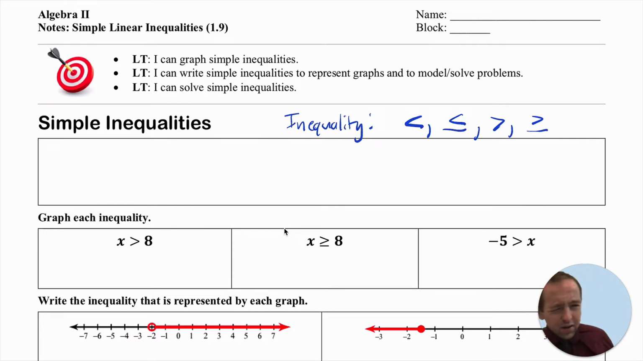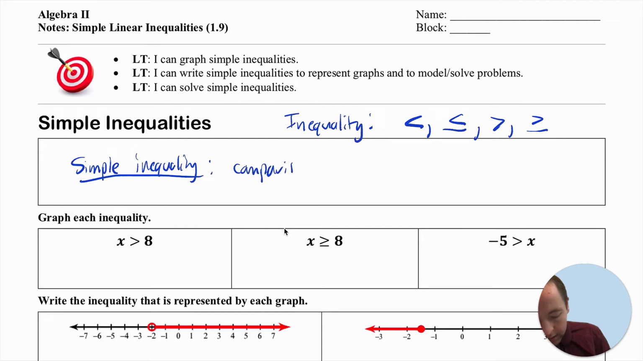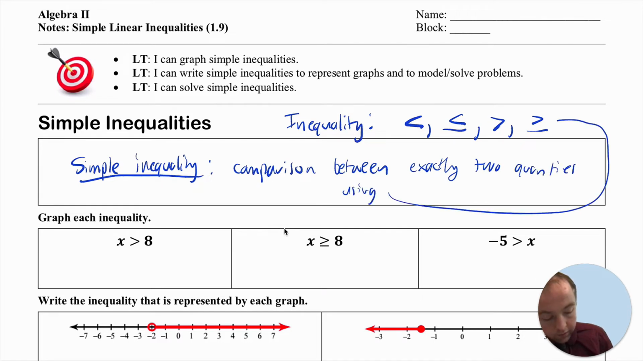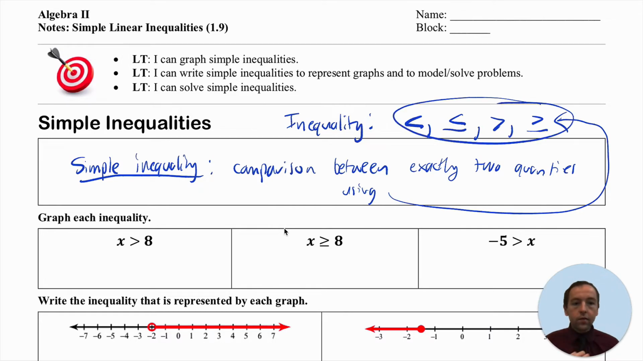So just to briefly summarize what makes an inequality simple, let me write that out. A simple inequality is going to be a comparison between, I guess it has to be exactly two quantities, using one of those four inequality symbols. Not an equal sign, because that would be an equality, right?